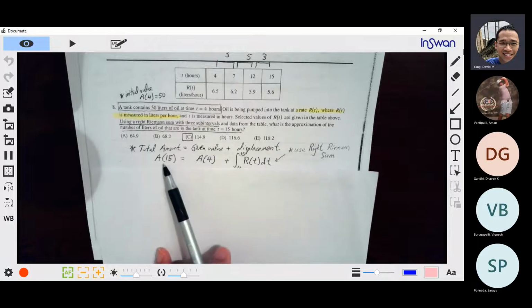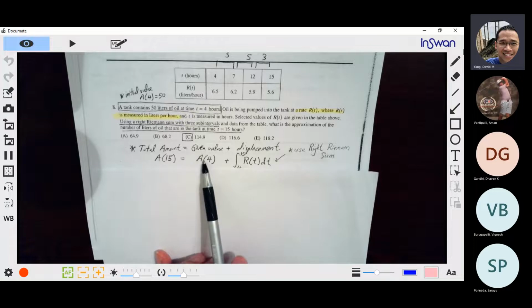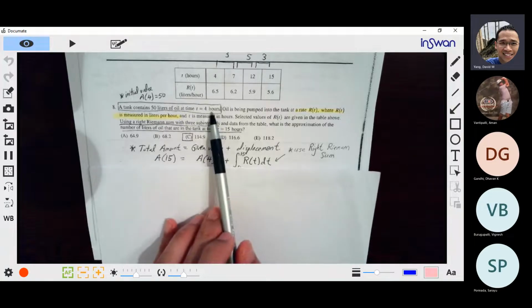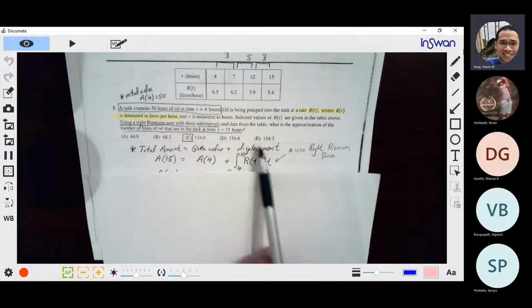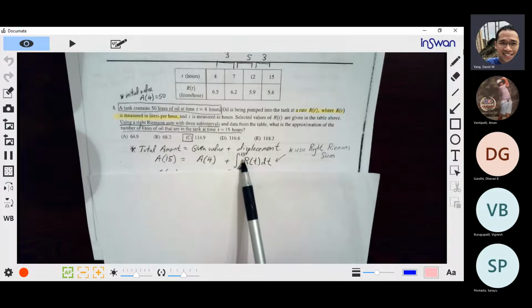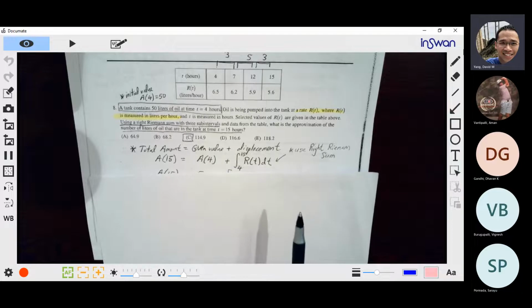So we know that if I want to find the total amount in the tank at 15 hours, I'm going to be starting at 4 because that's what's given to me. I know at 4 hours it's at 50 liters. And then I can just rely on approximation. The integral from 4 to 15 of uppercase R of t will give me the additional liters that has been accumulated, and we can add that to A of 4.